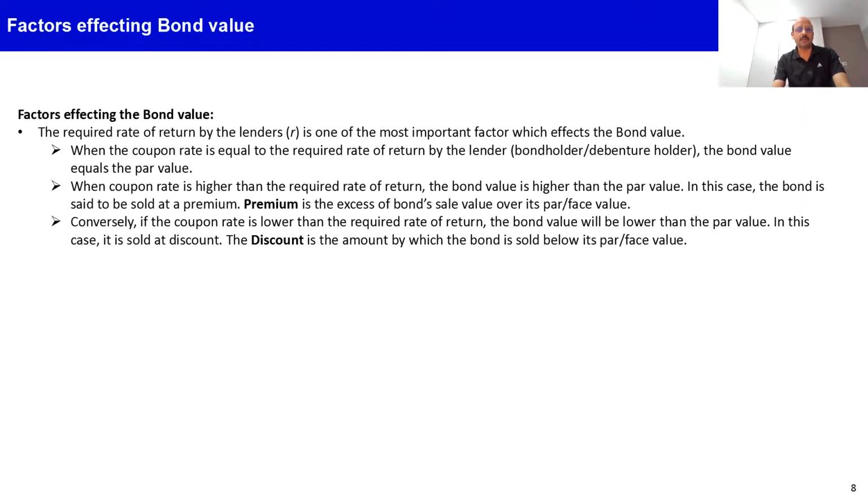Now, from the above examples, we can say that the required rate of return, which is the discounting rate or R, is one of the most important factors which affects the bond value.